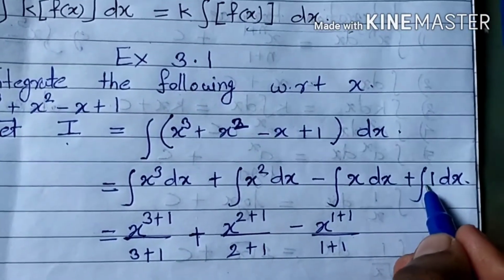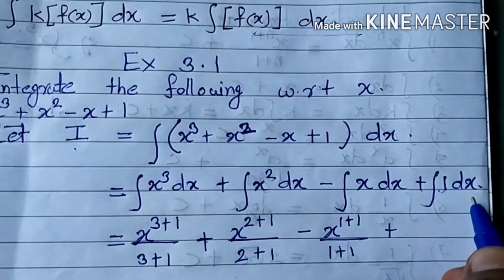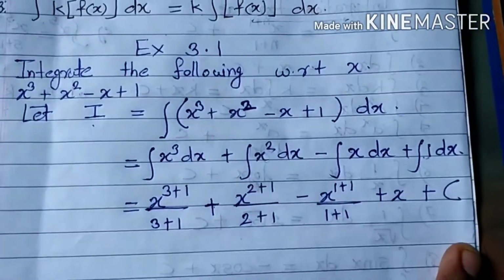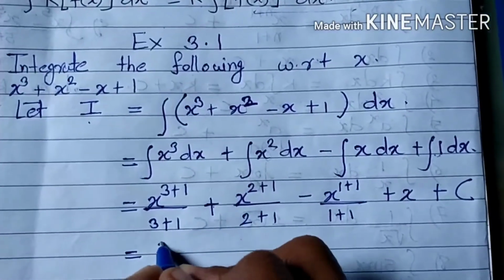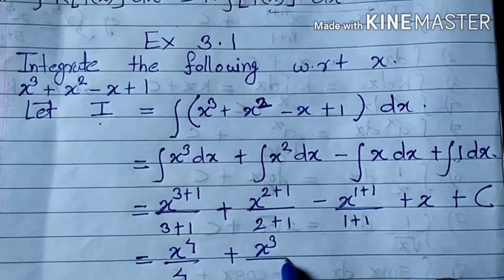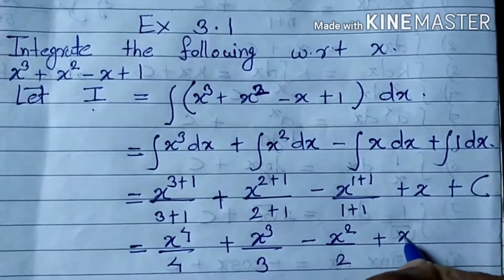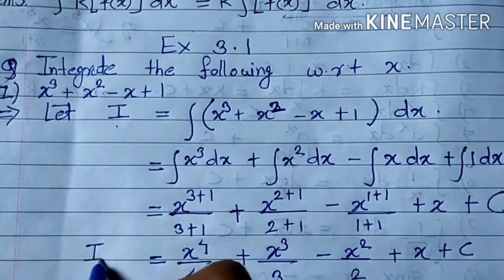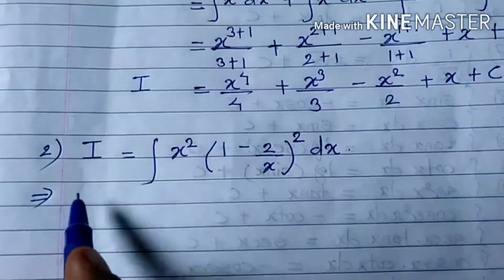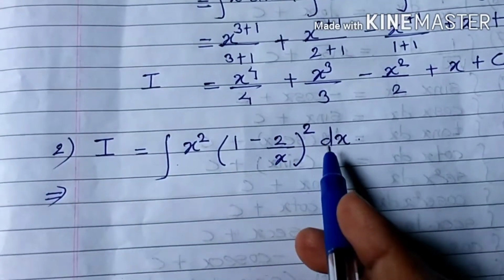We know that integration of constant into dx is constant into x. So 1 into dx is dx, so it is only x, and plus c, which is the constant of integration. So x raised to 4 upon 4 plus x cube upon 3 minus x square upon 2 plus x plus c, which is equal to I. This is our final answer. Now our next example is I is equal to integral of x square into the quantity 1 minus 2 upon x, whole square, into dx.